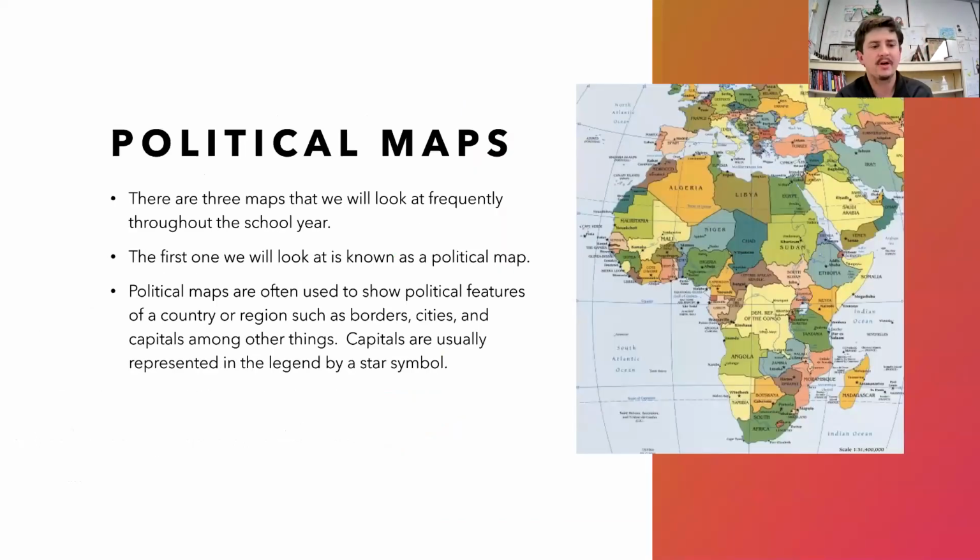So last thing we're going to go over is there are 3 types of maps we will see frequently throughout the year. The first one of those is a political map. And political maps are simply used to show political features of a country or region, such as borders, cities, capitals. Capitals are usually represented by the stars, and a lot of times the different countries will be colored differently so you can identify which is which. So political maps just tell you borders, cities, capitals, that kind of thing.